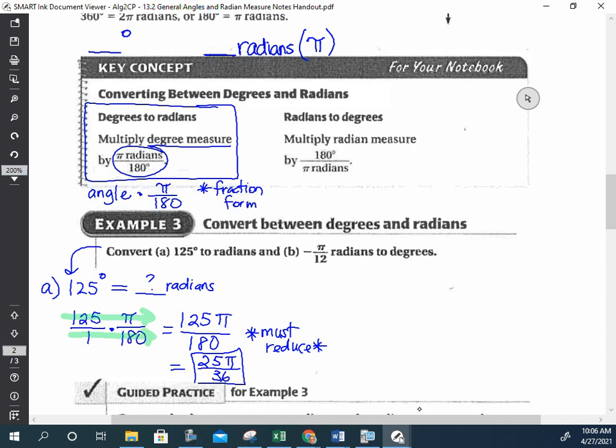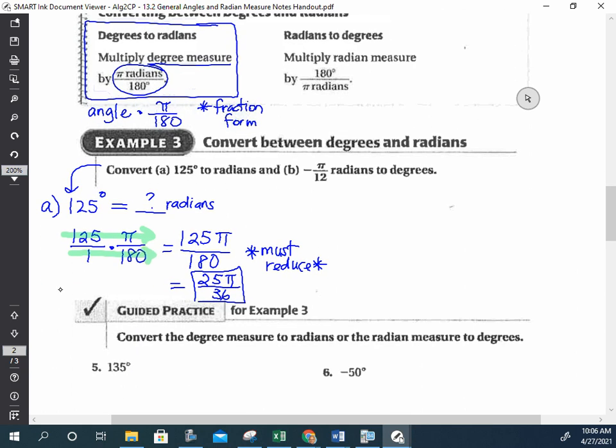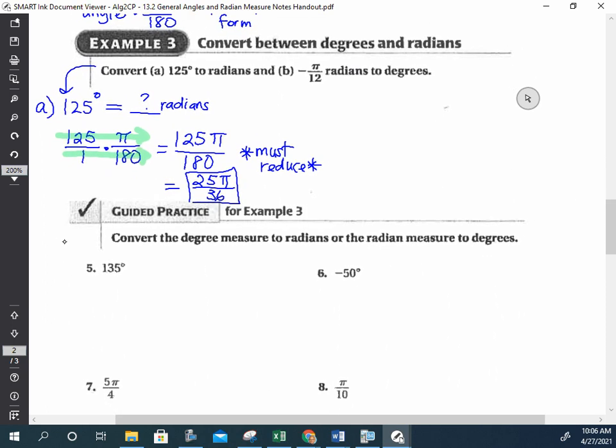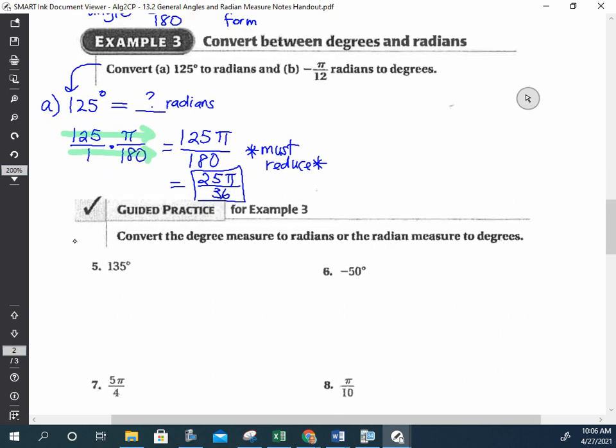Any questions on that first example? We're going to do a second example, except I'm not going to go as slow. It's our second time through it. So the second example is 135 degrees. Same rules apply. We're going to take 135 and figure out what it is in radians.